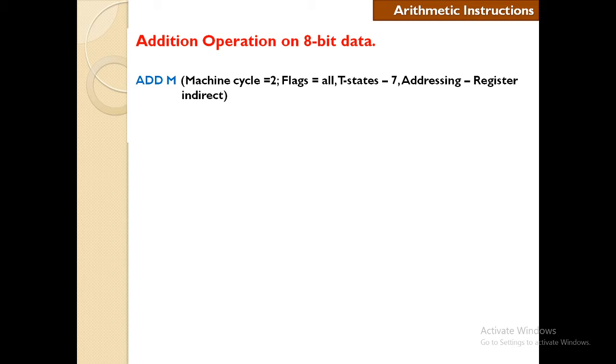Then definitely it has to get the content from the memory and internally add it and save it into accumulator. So for that it will require another machine cycle. Hence, to execute ADD M you will require 2 machine cycles. Then you have 7 T states, and obviously the addressing mode of this particular instruction is register indirect addressing.